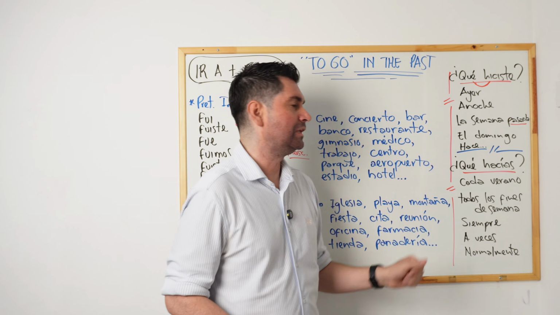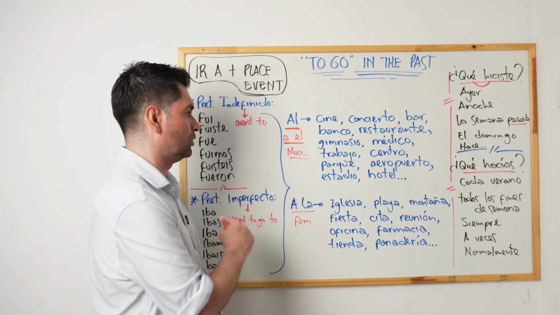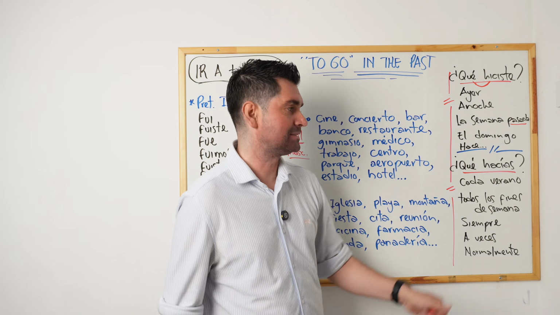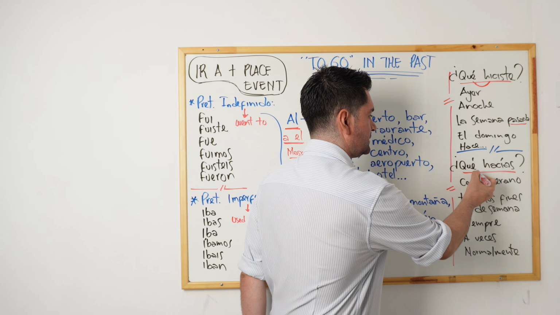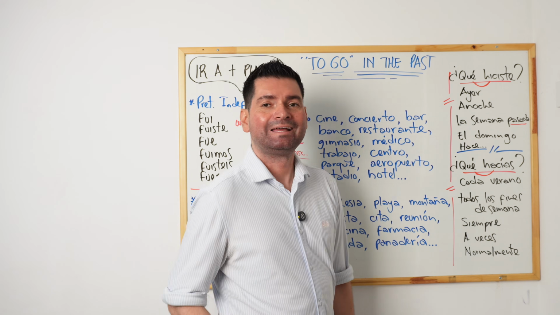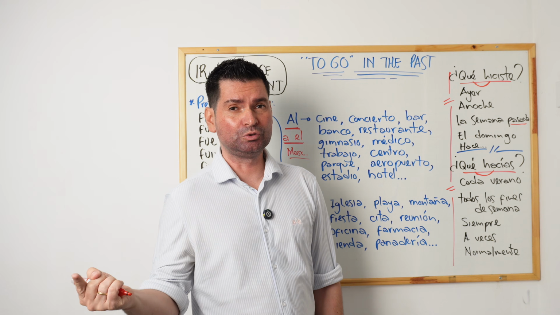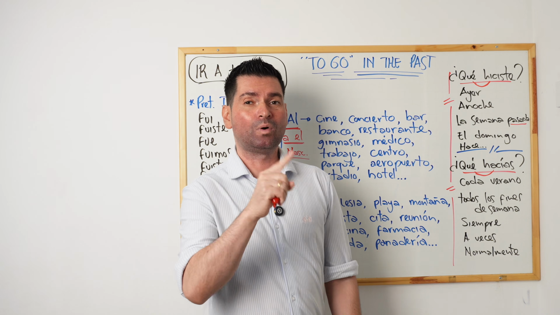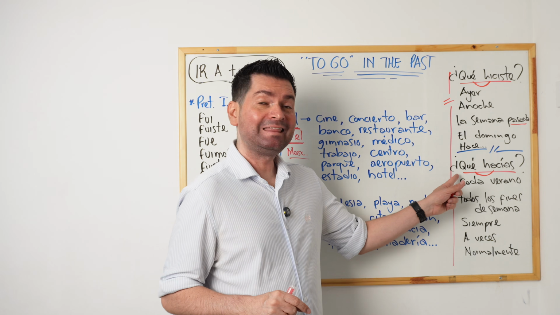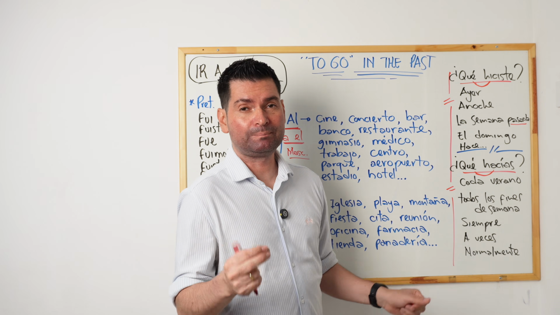Now let's do the question for imperfecto. ¿Qué hacías? Again, there is a connection. You say, ¿qué ha? ¿Qué hacías? ¿Qué hacías is what did you used to do? ¿Qué hiciste is what did you do? And then there are some keywords for imperfecto.